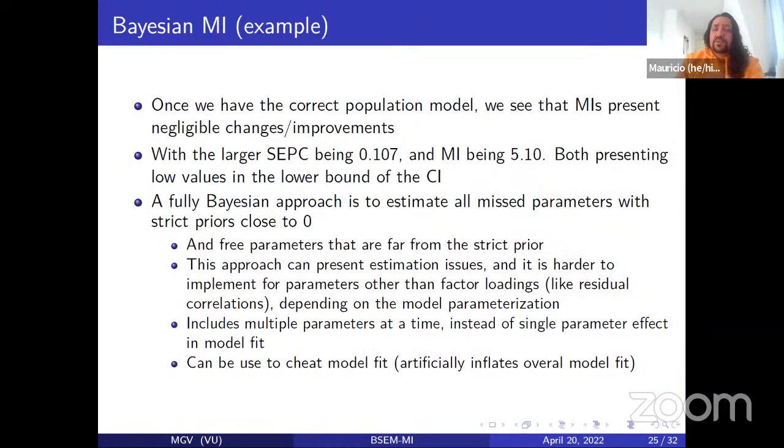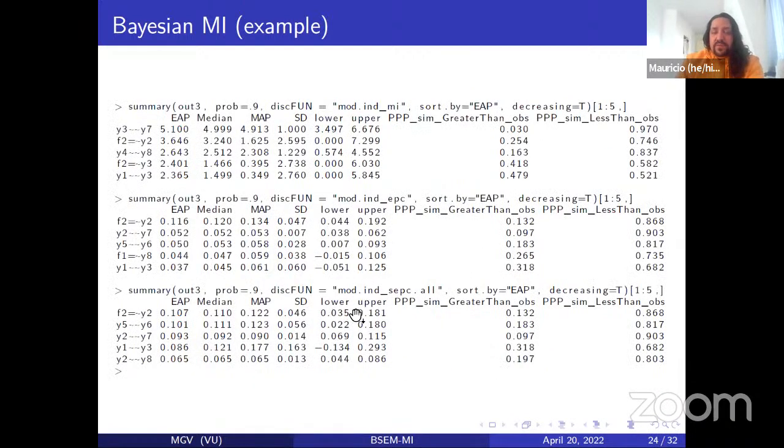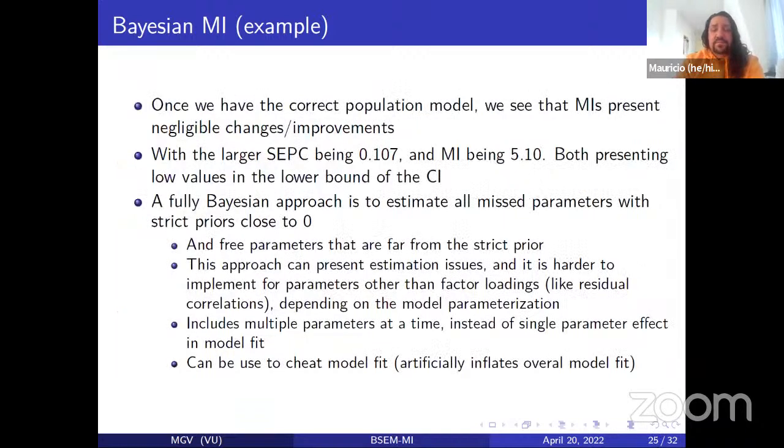So when we have the correct model, we see that these MIs are giving me negligible improvements, which is good, but also are giving me more pieces of information with which to make that decision. Now I can see credible intervals, I can see the PPP, and I can have a more informed decision instead of a single value decision process.